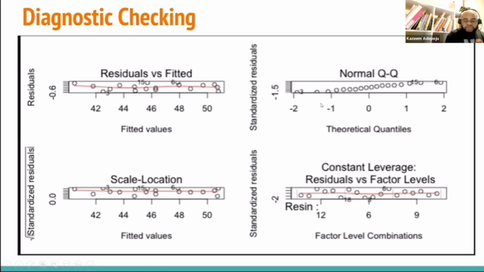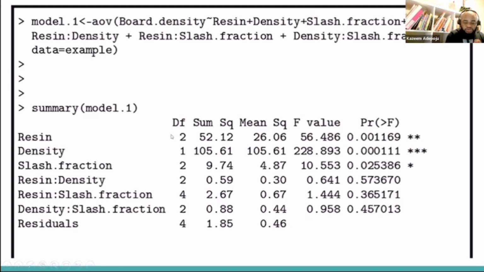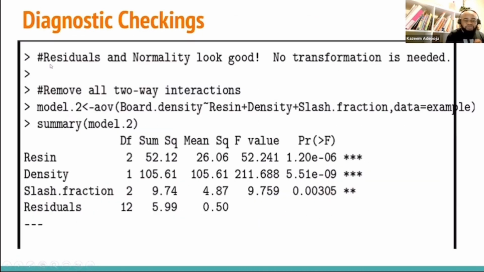And when you take a look at the normal QQ plot, you can see that this is forming a diagonal straight line, indicating that the normality assumption also holds. Which means that this particular model is good. That's what it means. That was why I said the residuals and normality look good. In a situation where the residual and normality assumptions look good, it means we don't need any transformation. It means the model is good.